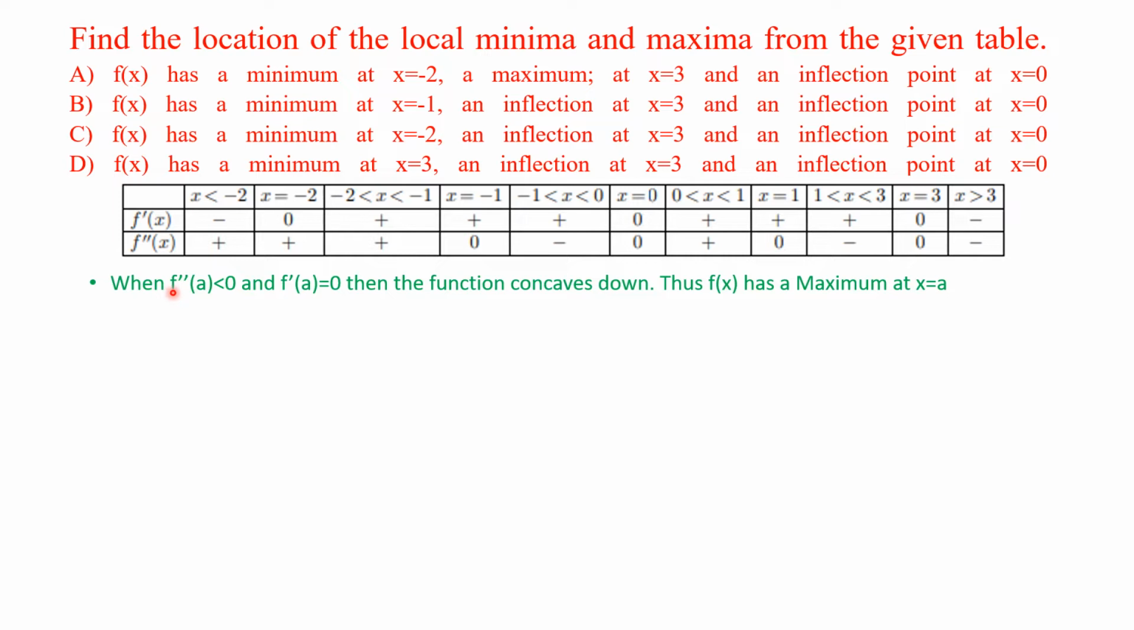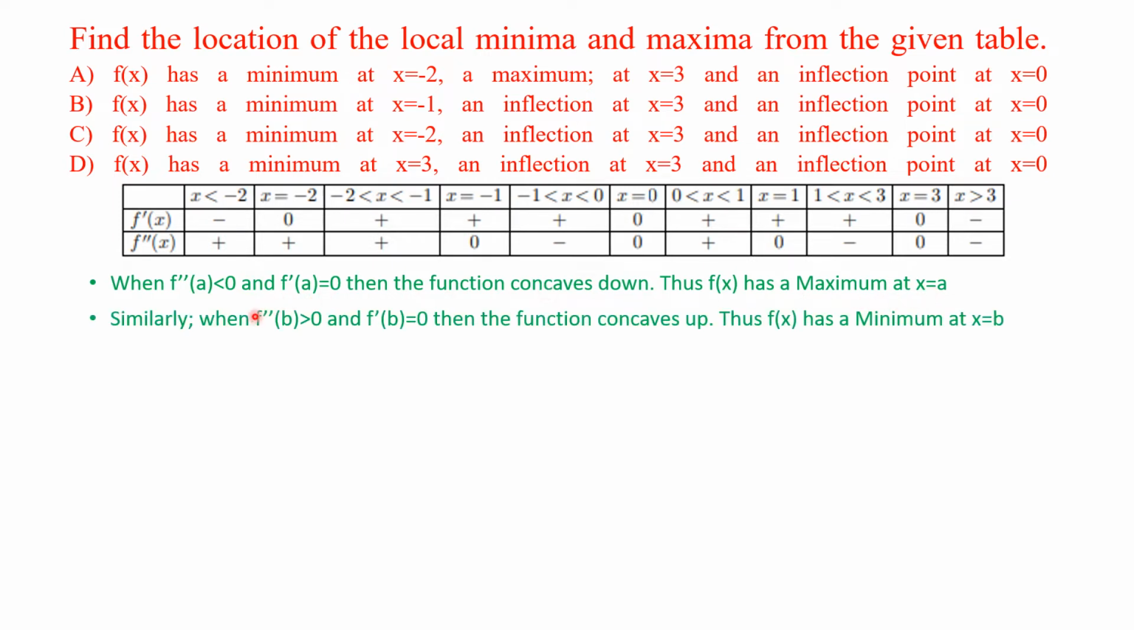When f double prime of a certain value of x, here we're calling it a, is less than 0, and f prime of a equals 0, then the function is concave down. Thus we can say that the function has a maximum at the point x equal to a. Similarly, when f double prime of another point b is greater than 0 and f prime of b is equal to 0, then the function is concave up. Thus f of x has a minimum at x equals b.